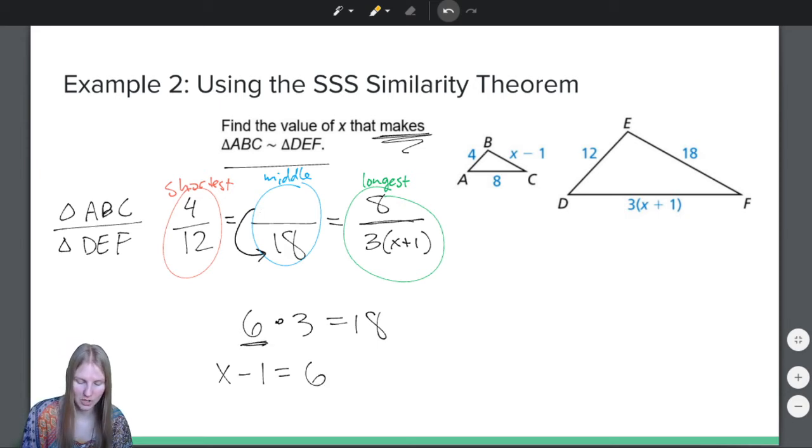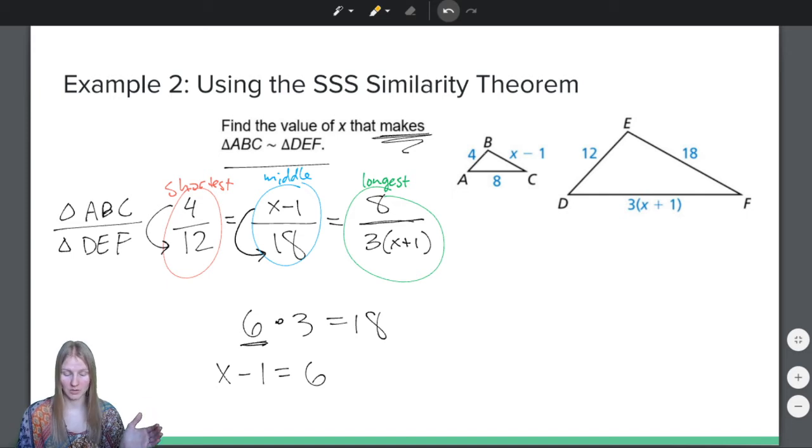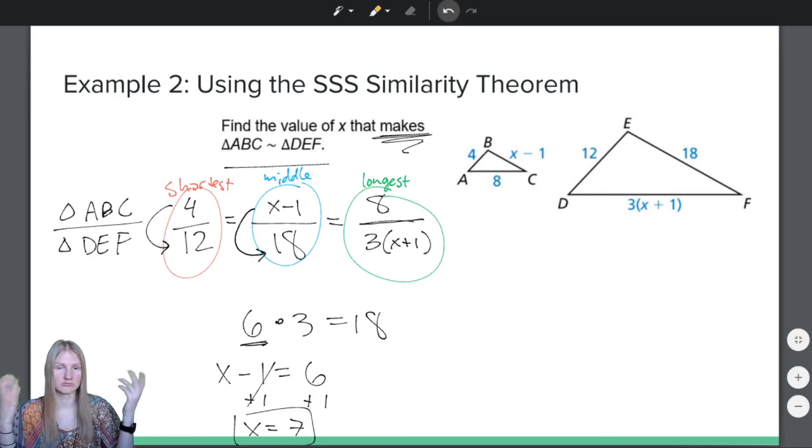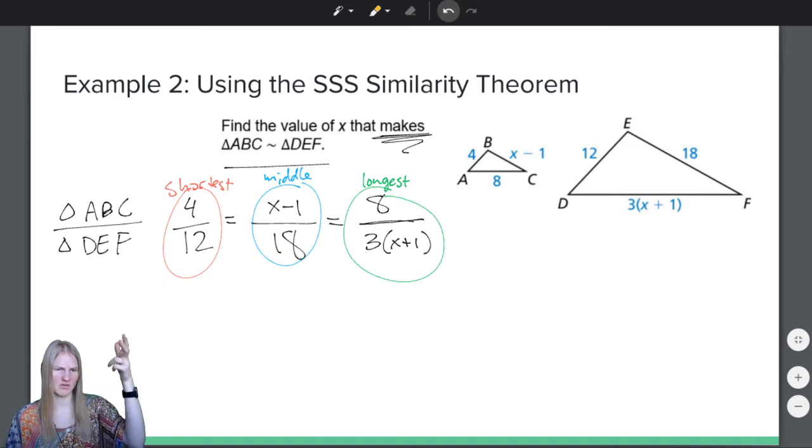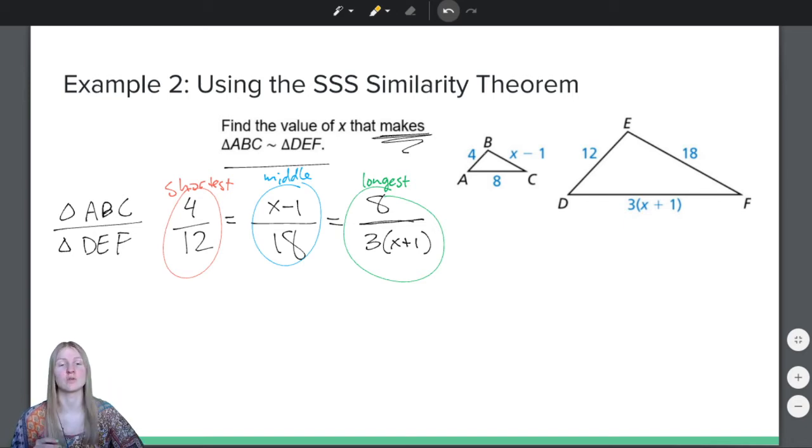In order for this ratio to be equal, I have 4 times 3 is 12, 6 times 3 is 18. So that means that x minus 1 has to be 6. And if x minus 1 is 6, then x is 7. And we can check our answer and make sure that x is 7, and I'll show you how to check your answer. But before we do that, let me show you another way, because some folks are like, what on earth? What do you mean? 4 times 3 is 12, yes, and then the x and the plus 1, what? So, there's another way that we can do this.